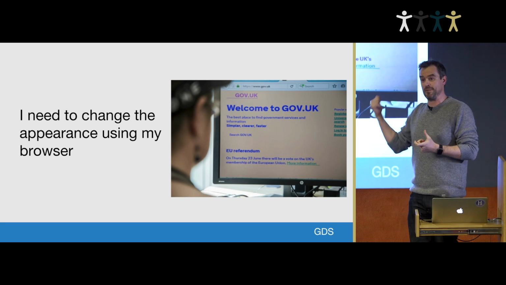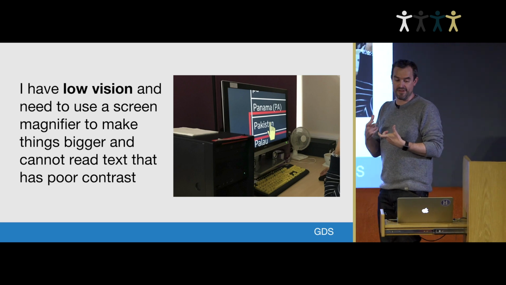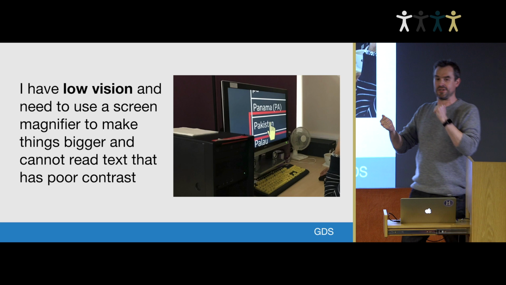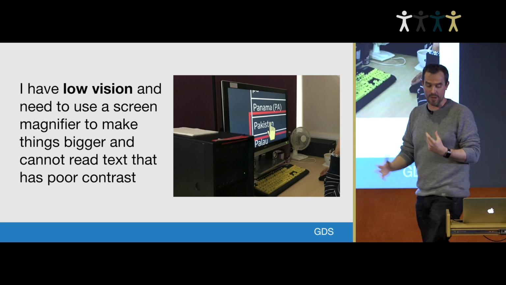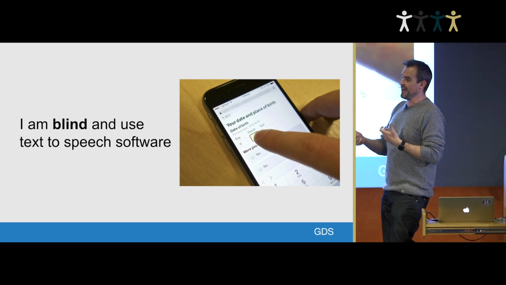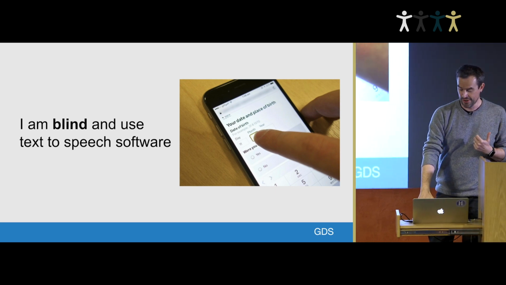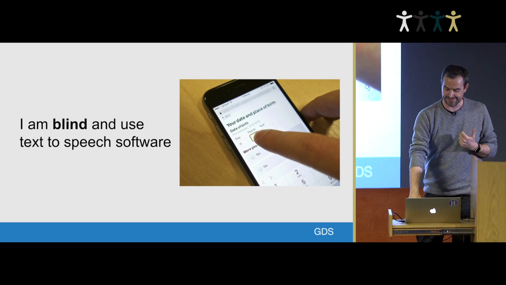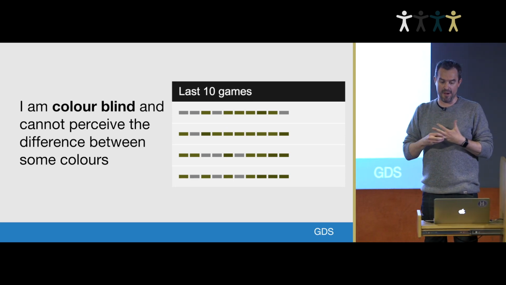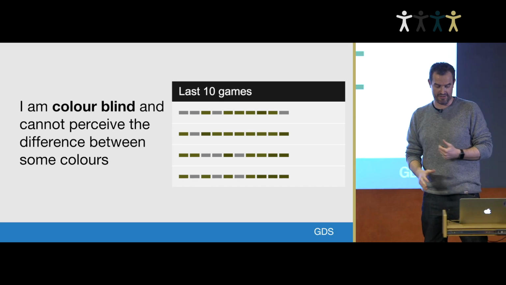There are lots of different reasons why people may need to do this, and I'll chat about that a tiny bit more. Some people may have low vision and need to use a screen magnifier to make things much bigger, and they may need to change the colour contrast so that things are more legible. You will have some people that are blind that are using text-to-speech software to interact with your product, and there'll be some colourblind people that can't distinguish colours, and therefore if you're relying purely on colour to communicate, they will be excluded from that content.